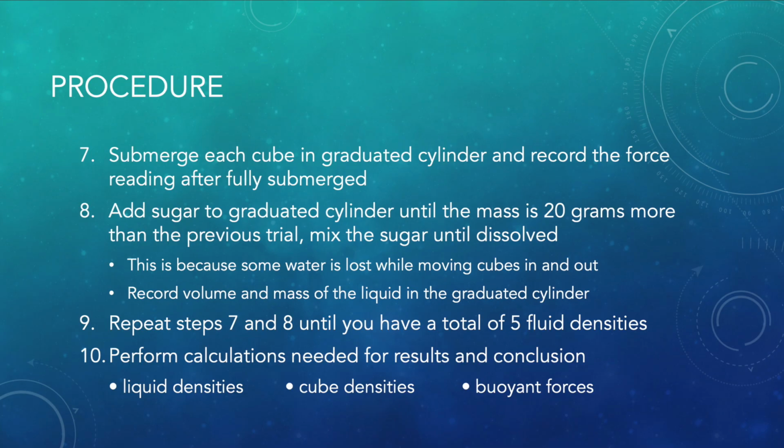Some calculations are needed for the results and conclusions. Calculate the densities of the liquid using the mass and volume readings. Calculate the cube densities using each individual mass and volumes calculated from the side lengths. Calculate the buoyant force by subtracting this experimental reading from the initial free-hanging force. Discard values where cubes floated or where the buoyant force is greater than the weight of the cube.